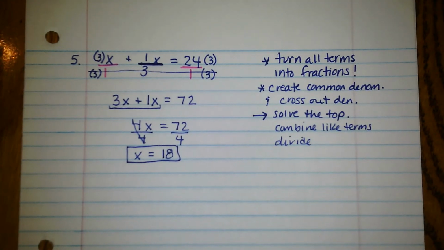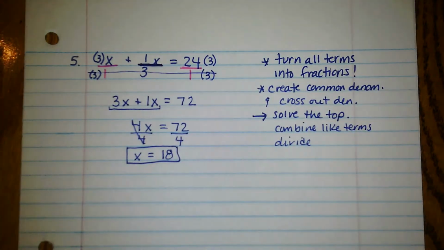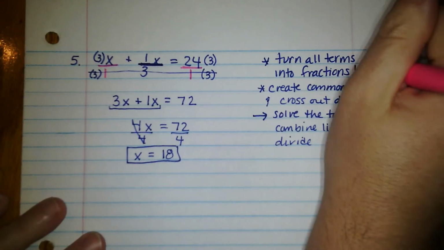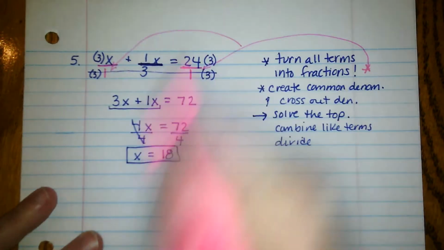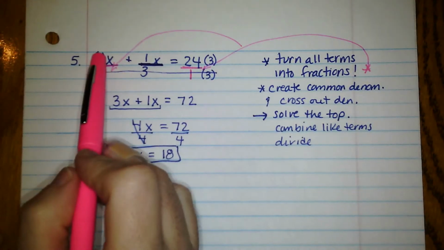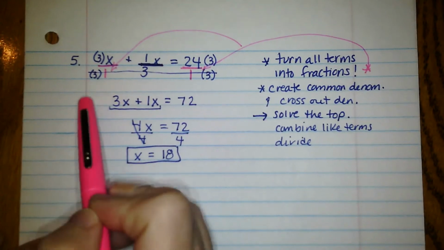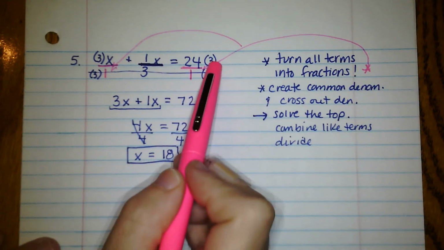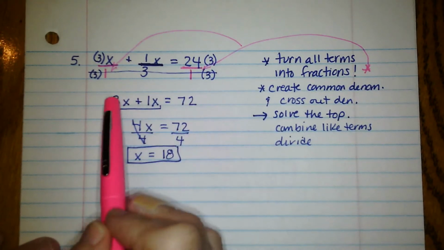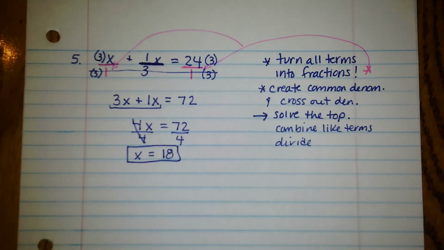Okay? So again, turn all terms into fractions. That's the pink. I'm going to make sure you understand that. As soon as you see a fraction, you should be turning all the terms into fractions. After you create a common denominator by multiplying top and bottom by the same number, you can cross out the denominator and solve the top. Don't forget that you have to do 3 times x and 24 times 3. Combine your like terms because they're on the same side of equals, and divide. 5 is done.